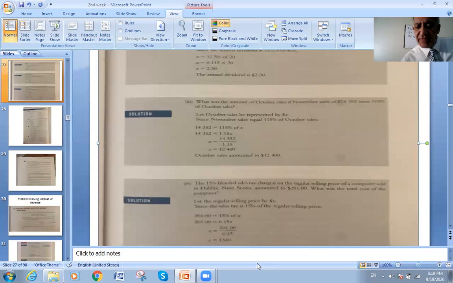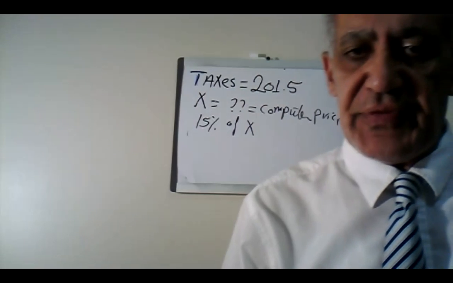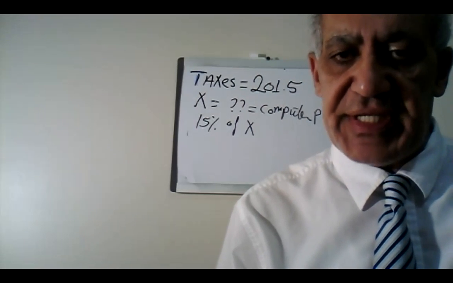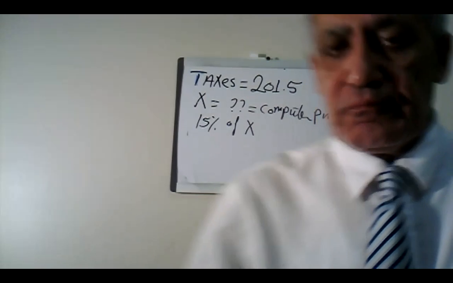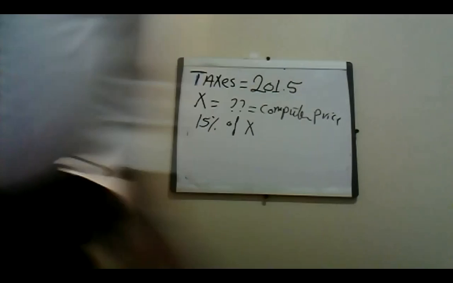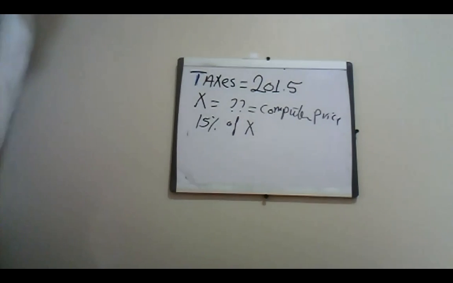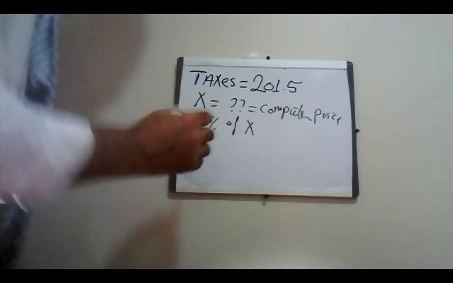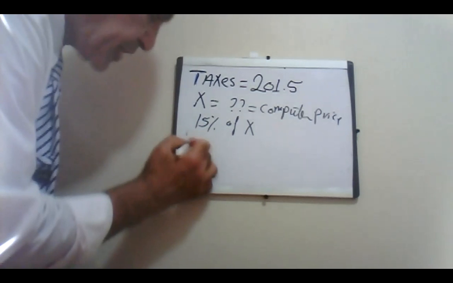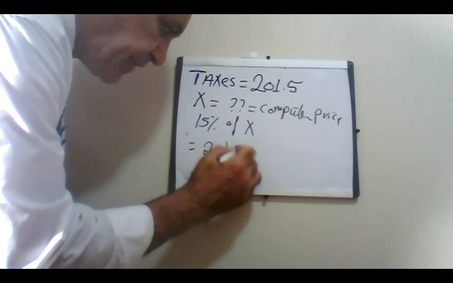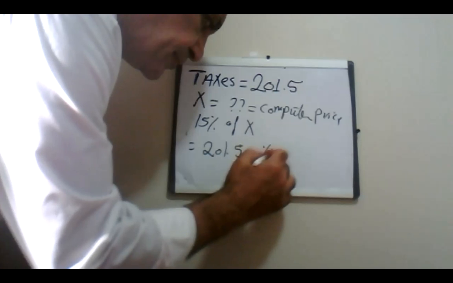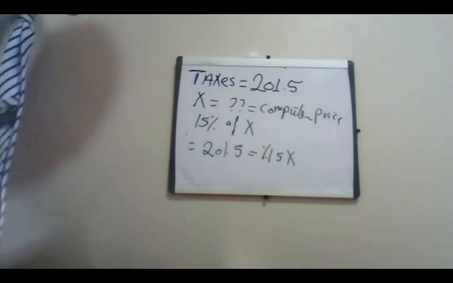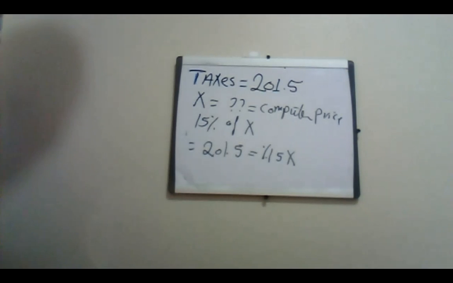Let's go. I will stop sharing for the moment so the board will be clear in front of you. Then the solution. When I say 201.5, the solution is like this: 201.5 equals 15% of X, which is the computer price. Then I want to get X.